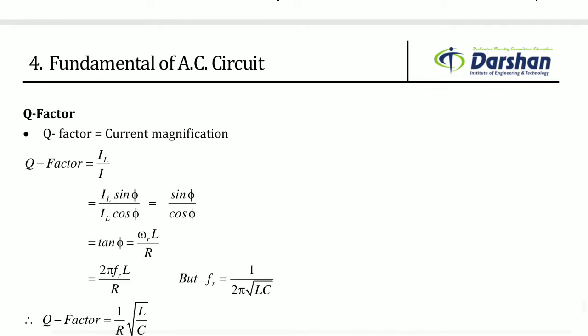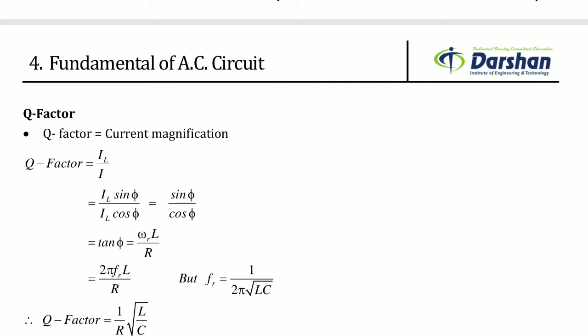So now go for Q factor. Q factor means quality factor. In the series circuit, quality factor is voltage magnification. In a parallel AC circuit, Q factor is a current magnification. That means Q factor is equal to IL by I. In case of a series RLC circuit, Q factor is nothing but VL by V. In case of AC parallel circuits, Q factor is equal to IL by I.